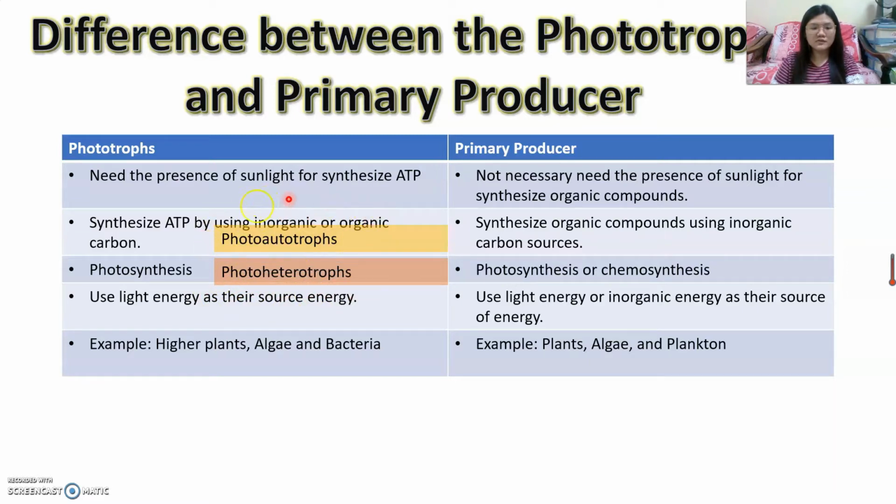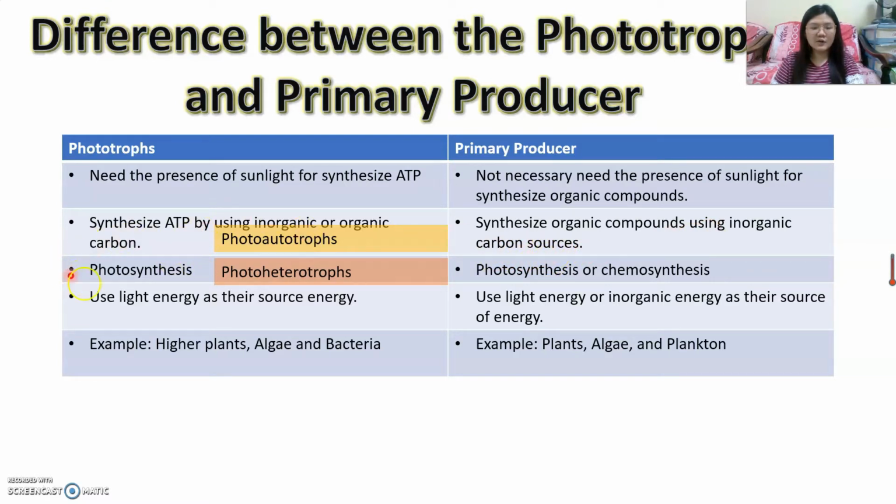First, photoautotrophs. A photoautotroph is an organism that uses light energy as its energy source and converts carbon dioxide and water into organic compounds. And for photoheterotrophs, a photoheterotroph is an organism that uses light energy as its energy source, but it cannot use carbon dioxide as its carbon source. A primary producer can synthesize organic compounds using inorganic carbon sources.